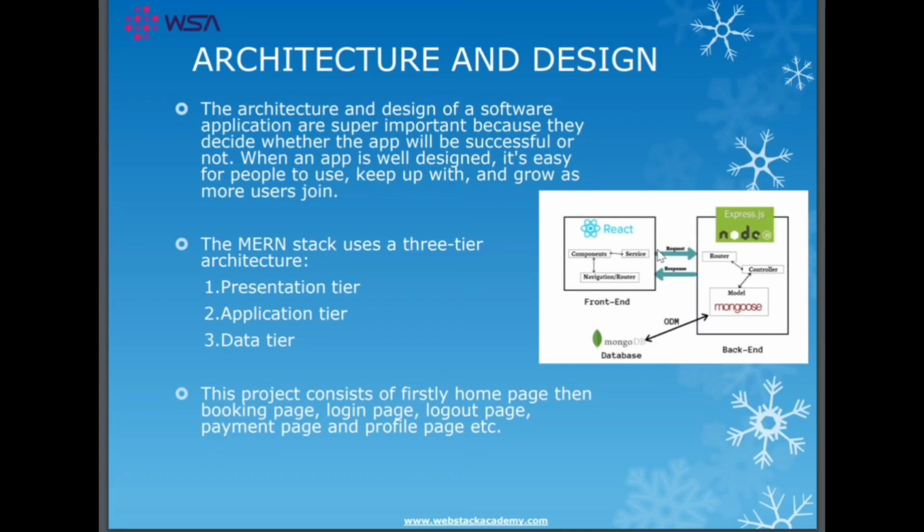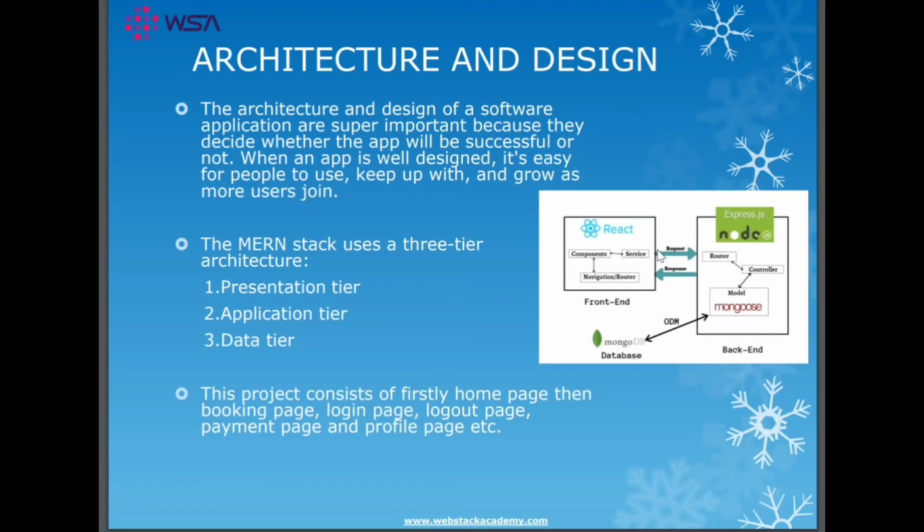So the architecture and design of a software application are super important because they decide whether the app will be successful or not. When an app is well designed, it's easy for people to keep up with and grow as more users join. The MERN stack uses a three-tier architecture. Presentation tier. So the presentation tier is responsible for displaying the user interface and handling user interactions. This tier is typically implemented using React.